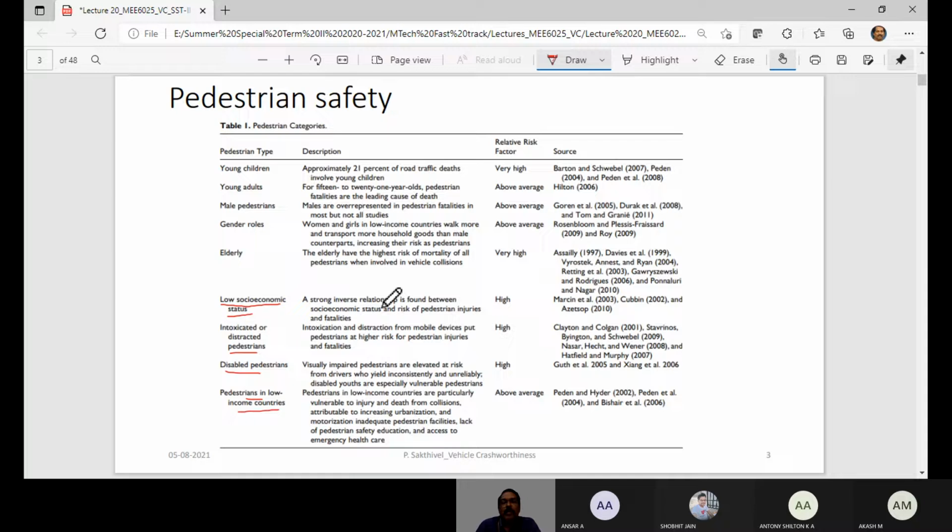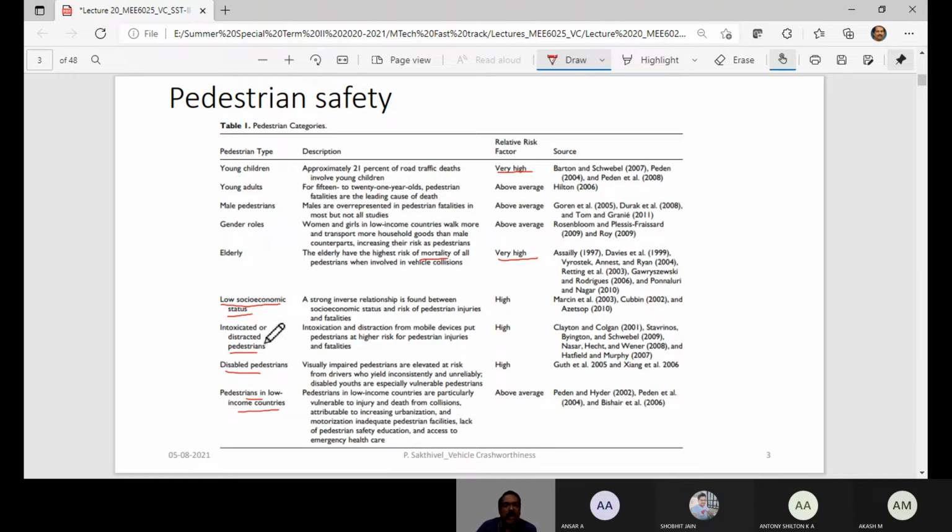Young children means approximately 21% of road accident deaths involve young children, right? The description gives the accident severity for each pedestrian type. For example, the elderly have the highest risk of mortality of all pedestrians when involved in vehicle accidents. That's obvious, because they are already weakened, so they have a higher fatality rate compared to others who could sustain or survive. This is a table we have to be aware of when we talk about pedestrian safety. The relative risk is also given here. It is very high for elderly people as well as for children compared to adults, or male or other gender comparisons between women, girls, and so on.